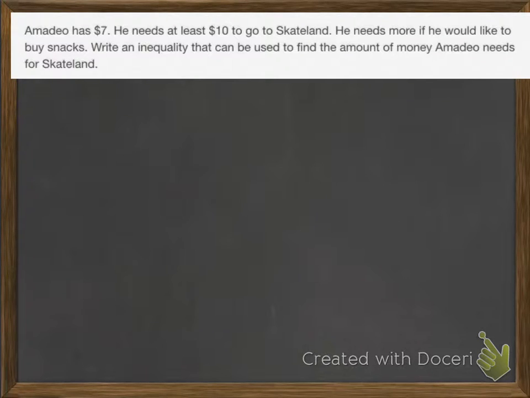Today, we're going to learn how to write and solve inequalities, and we're also going to be using a number line to help us to represent our solutions. Let's go ahead and take a look.